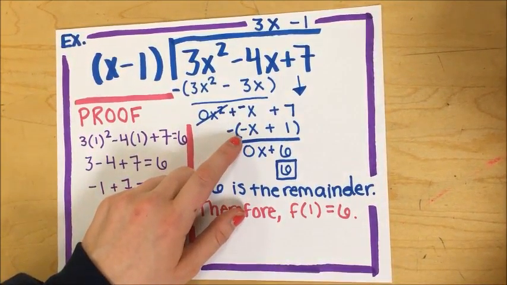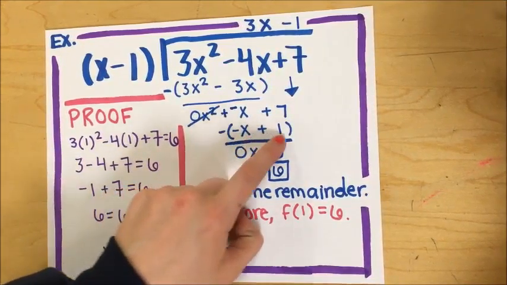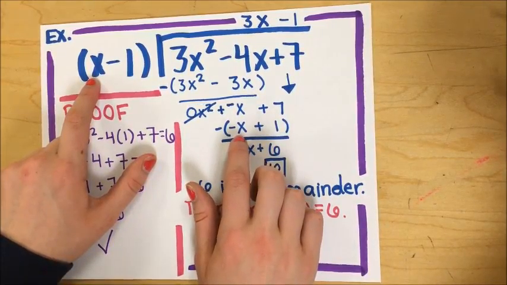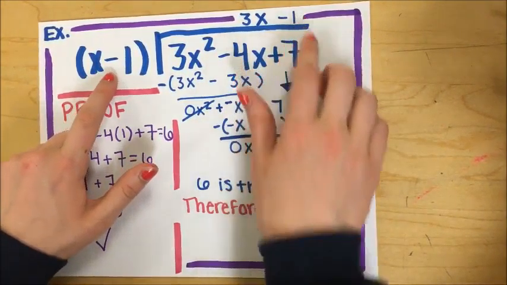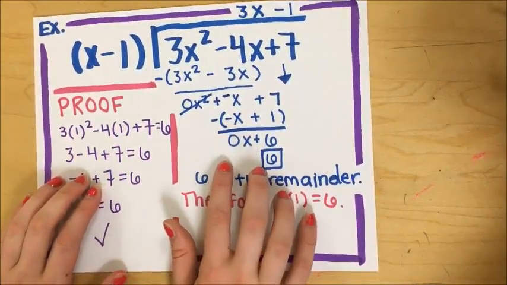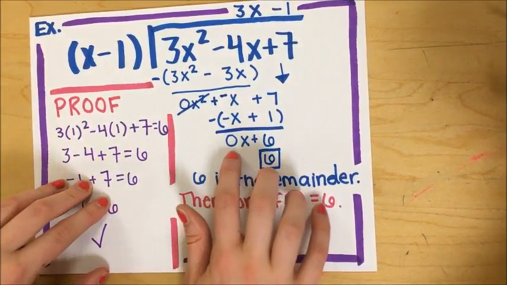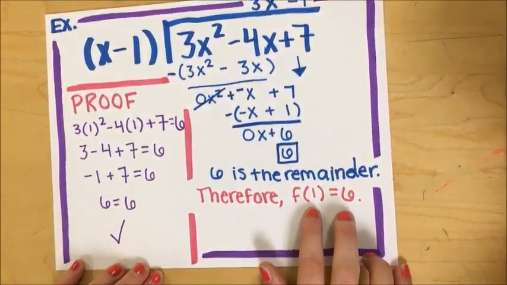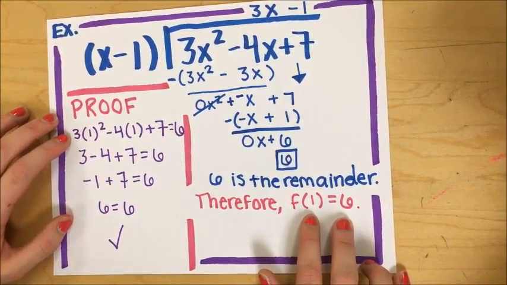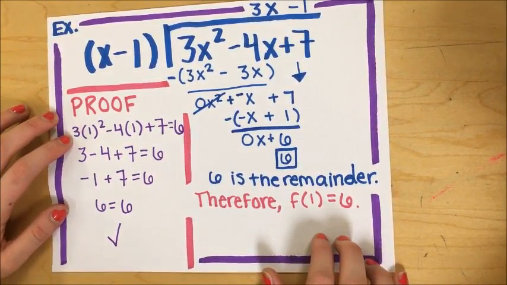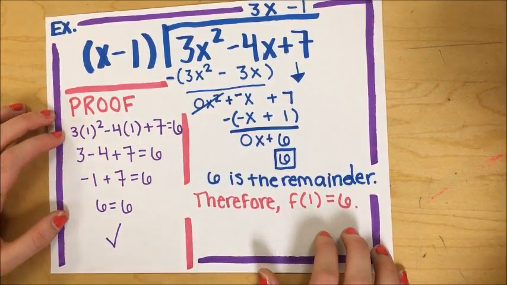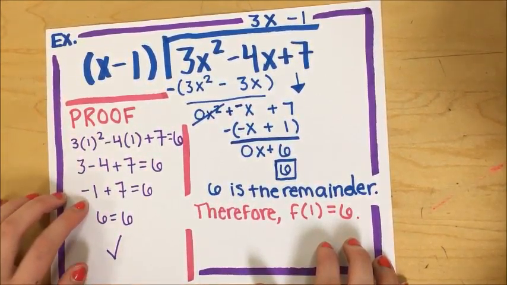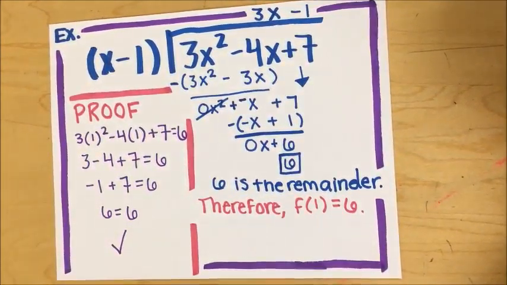Negative x plus 7 minus (negative x plus 1), where you get the negative x plus 1 from negative 1 times x and negative 1 times negative 1. And then you subtract that from negative x plus 7, and you get 0x plus 6, which is 6. So 6 is your remainder, therefore f of 1 equals 6. Here's the proof. 3 times 1 squared minus 4 times 1 plus 7 equals 6. 3 minus 4 plus 7 equals 6. Negative 1 plus 7 equals 6, and 6 does equal 6.